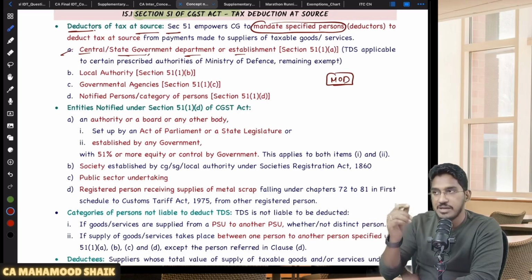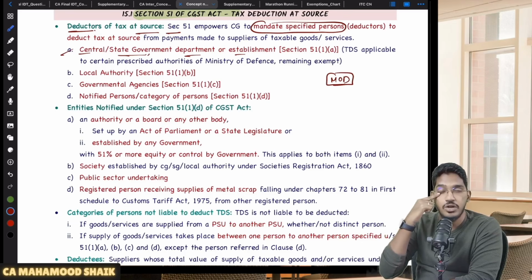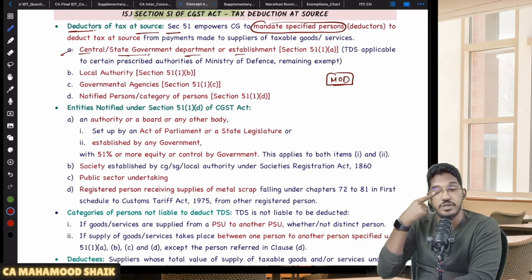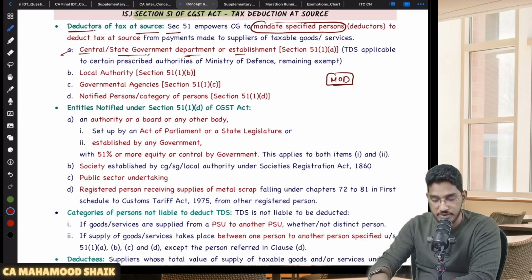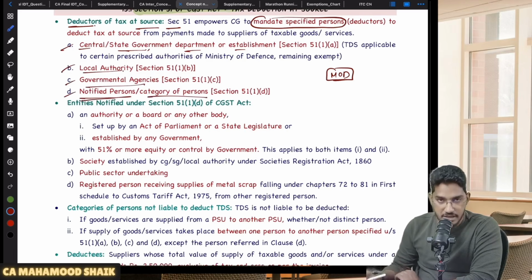Since the Ministry of Defense is dealing with arms and ammunitions, it contains information regarding national security. That's why they did not make TDS applicable on all departments of the Ministry of Defense, only for a few departments. So whatever it is, the first category of notified persons to whom TDS will become applicable is if the recipient is central or state government or an establishment of central or state government. Number 2, local authority. Number 3, government agency. Number 4, any other notified persons or category of persons.